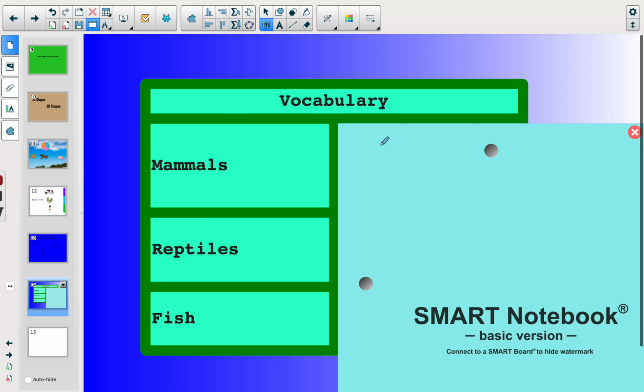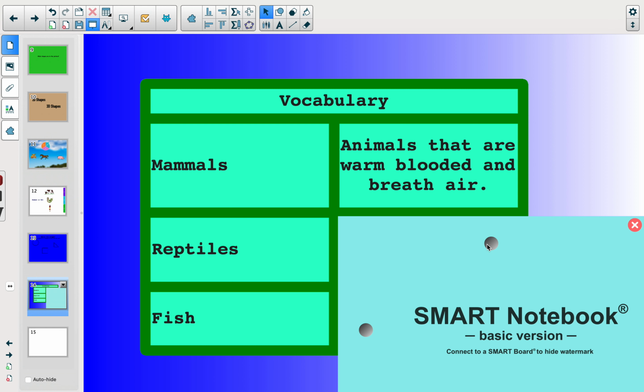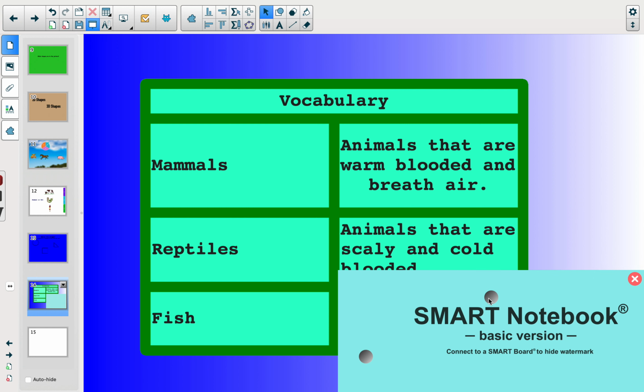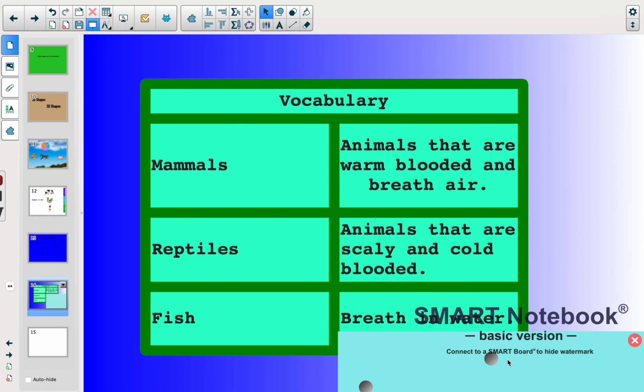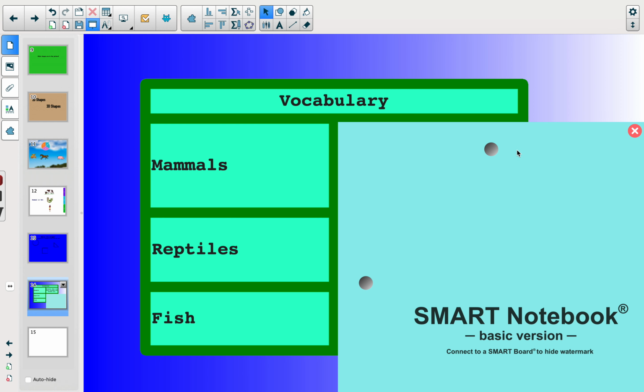Next, I have a table where I use the shade that would show the vocabulary. So we would talk about mammals, discuss what they were, and students would have to define what a mammal was. And then down, if I slid this down, they would reveal the definition for a mammal. Same with reptiles and fish. And then that is it.